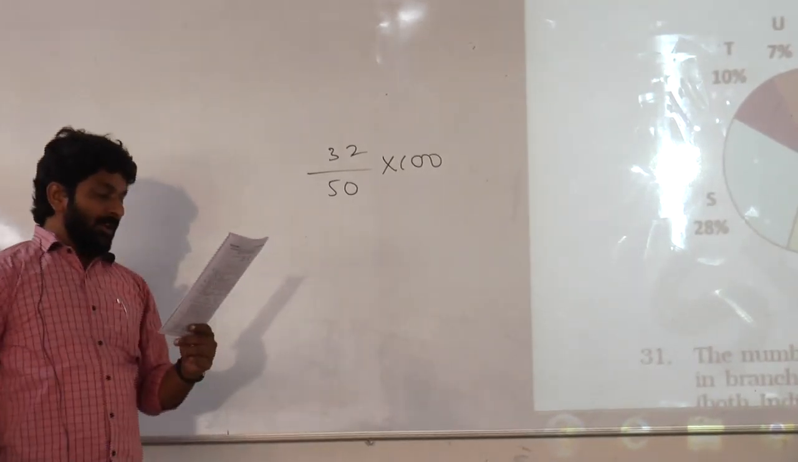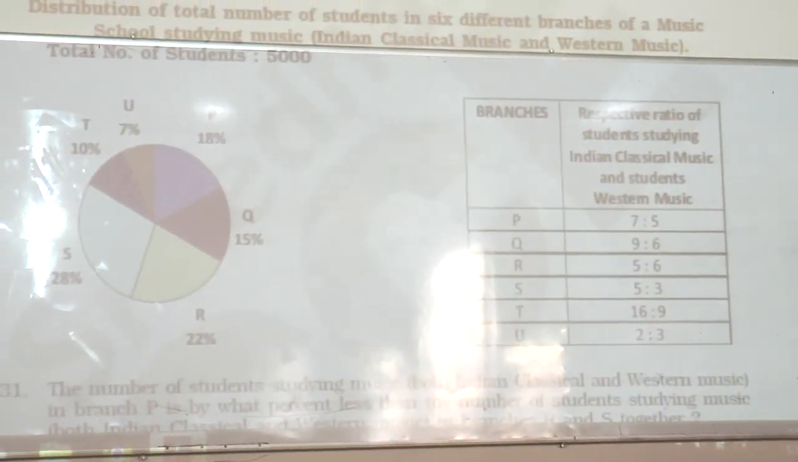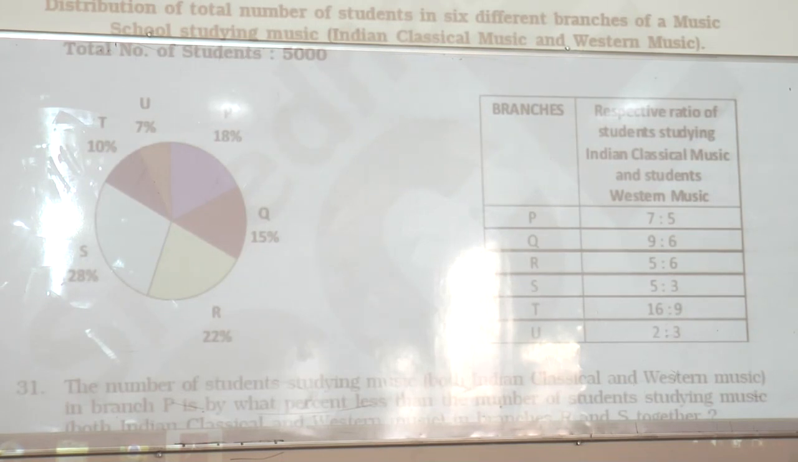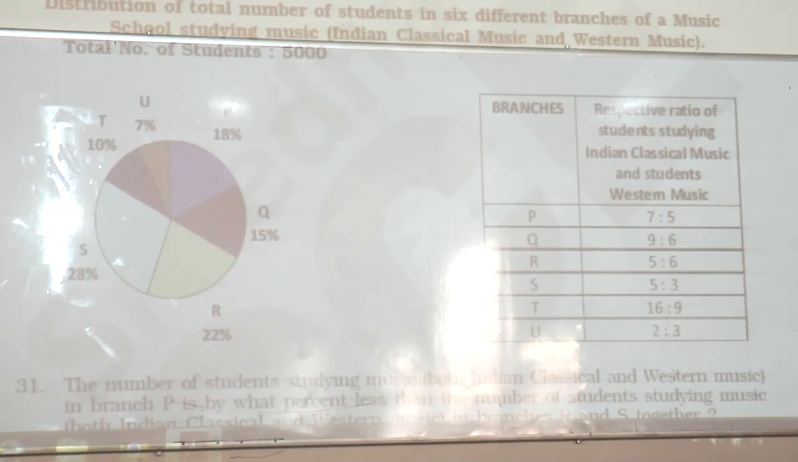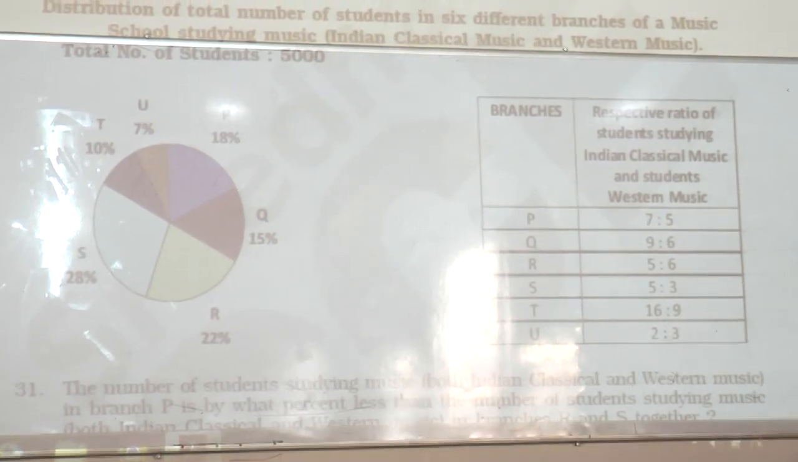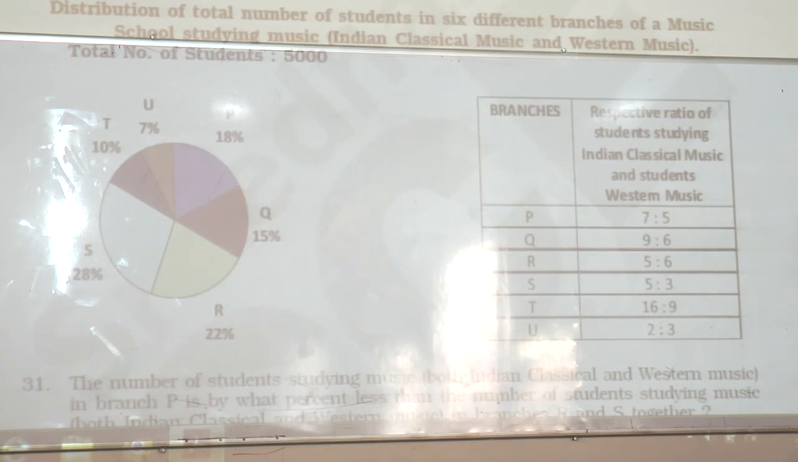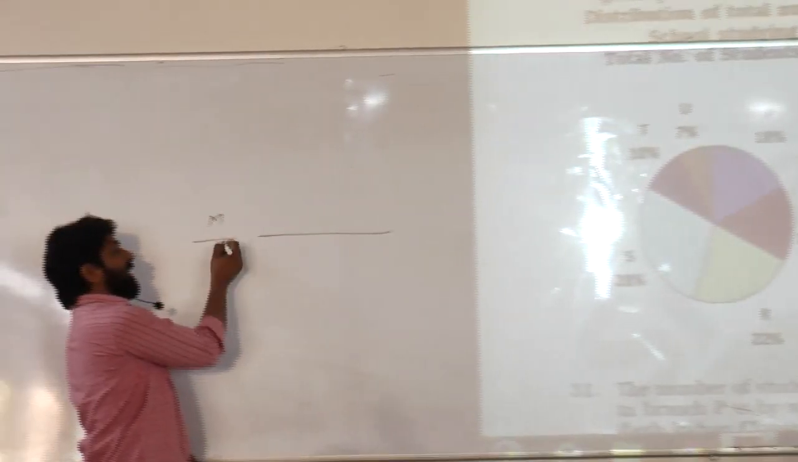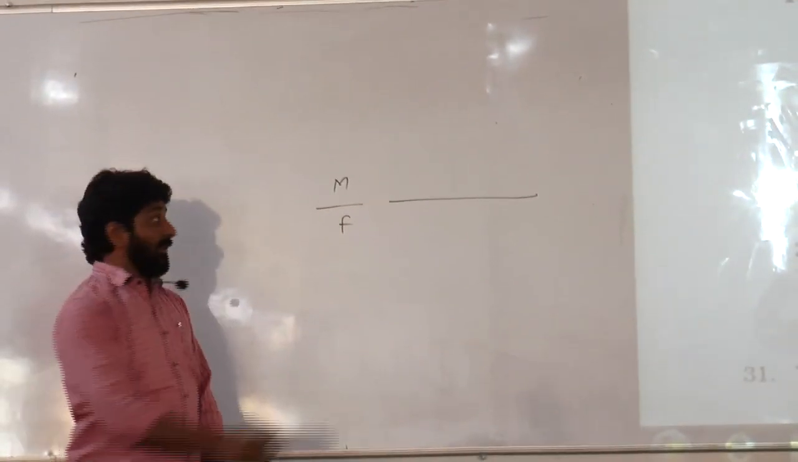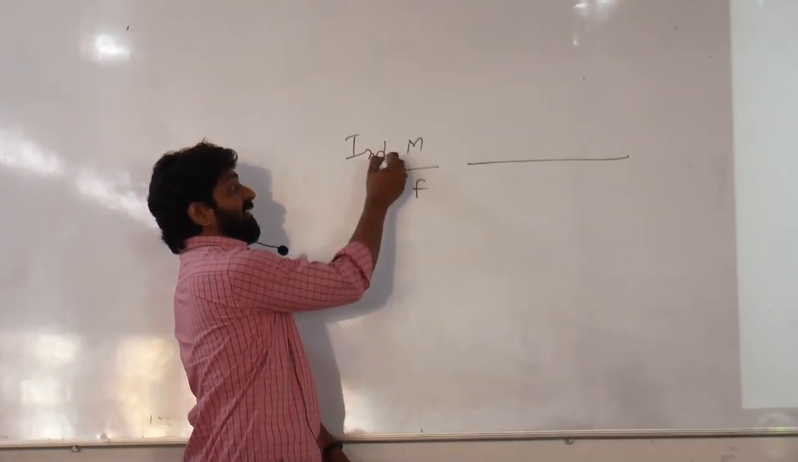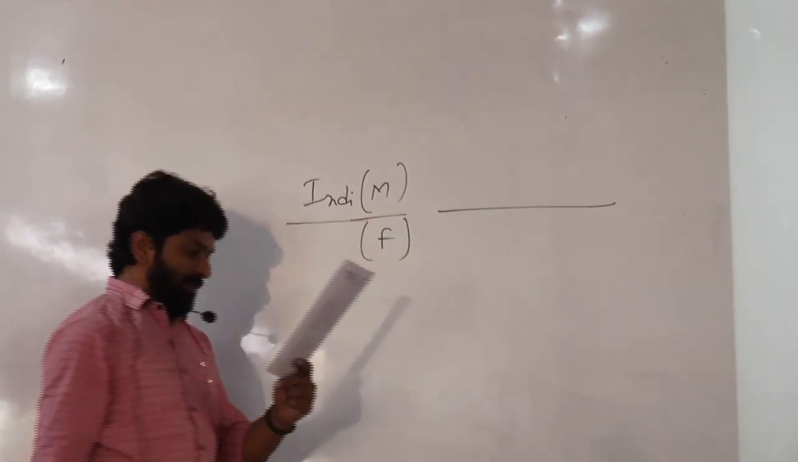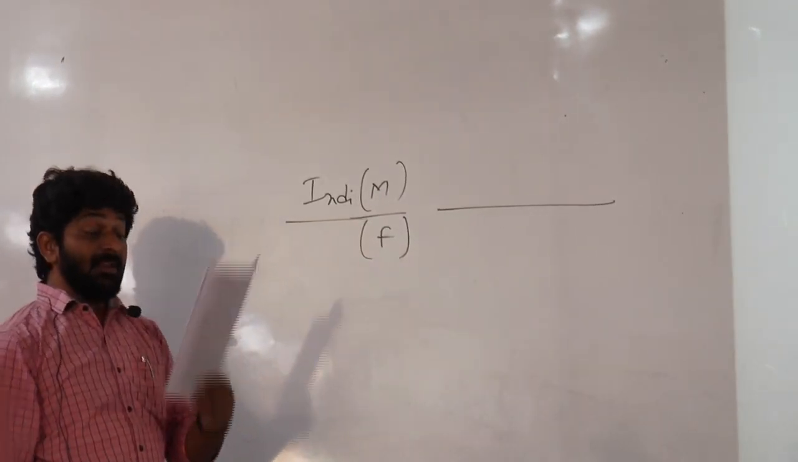Next, question 32. 40% of the total number of students in Indian classic music in branches P and U together are males. 40% of the total number of students studying Western music in the same branches together are female. What is the respective ratio between the total number of males studying Indian classic music in branches P and U together and the total number of females studying Western music in both the branches together? Right, you asked about the ratio between male and female from two branches. For male it is Indian classic music, and for female, Western music.